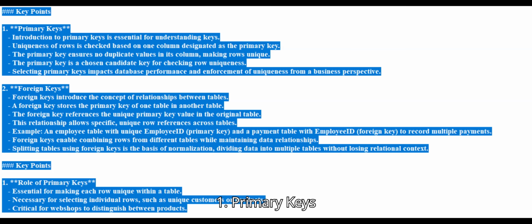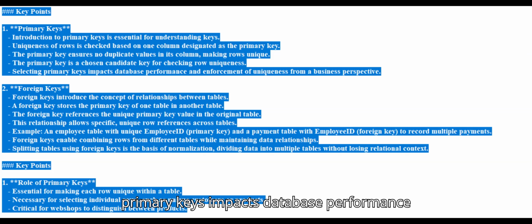1. Primary keys. Introduction to primary keys is essential for understanding keys. Uniqueness of rows is checked based on one column designated as the primary key. The primary key ensures no duplicate values in its column, making rows unique. The primary key is a chosen candidate key for checking row uniqueness. Selecting primary keys impacts database performance and enforcement of uniqueness from a business perspective.